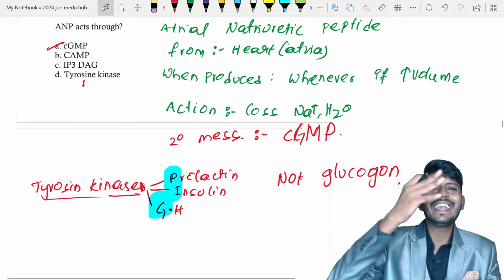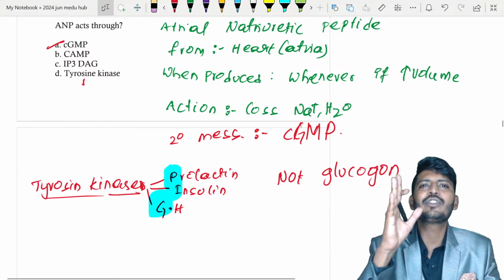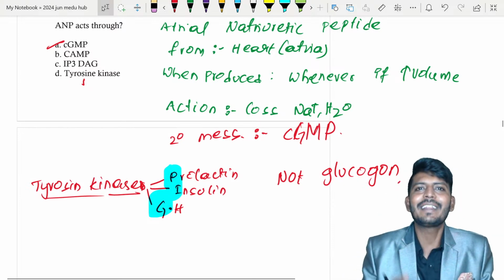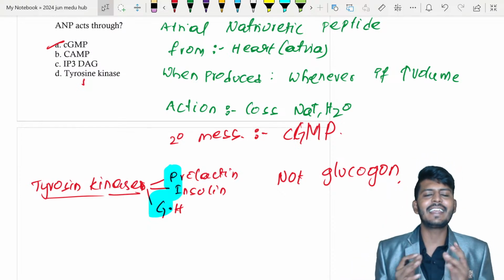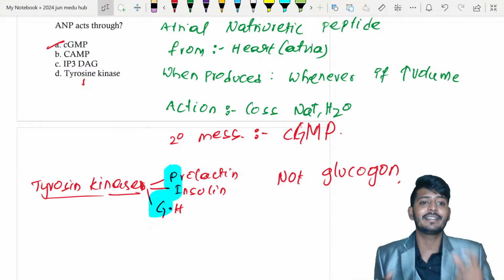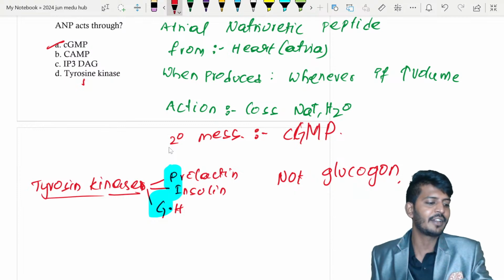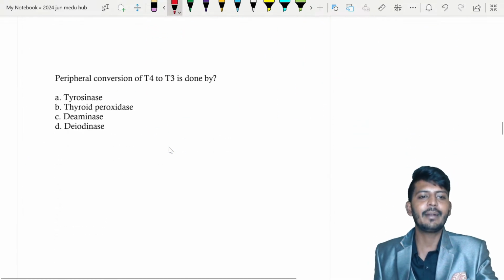Okay, IP3 and DAG, cAMP, they won't ask about those, because wherever you go cAMP is formed, wherever you go IP3 is formed. A lot of receptors work with IP3 and cAMP, so they cannot ask about them, but there are some places where it is working very specifically, so that is why they will ask you. Okay, let's move ahead.